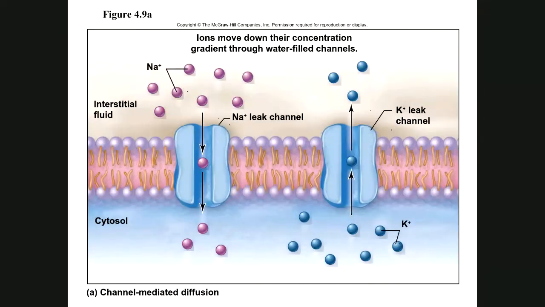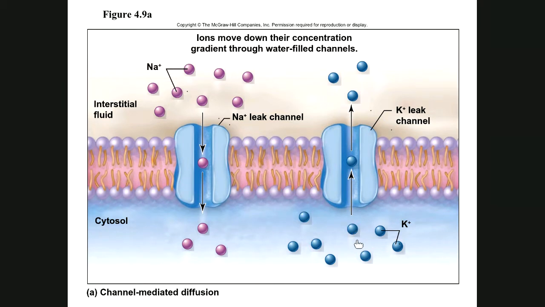Here we have an example of facilitated diffusion. The example of facilitated diffusion will be channel-mediated diffusion. Here's where we're going to utilize channels as transmembrane proteins that transport substances, usually ions or water. You can see sodium ions and potassium ions are going to be transported into and out of the cell via this channel.